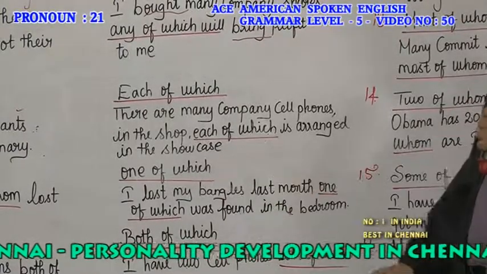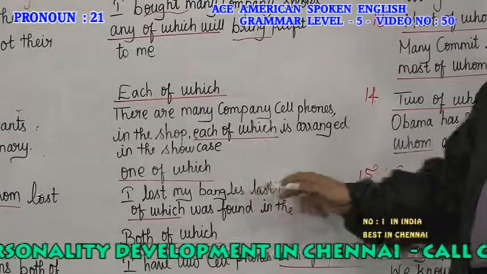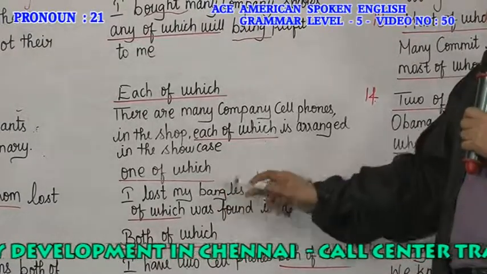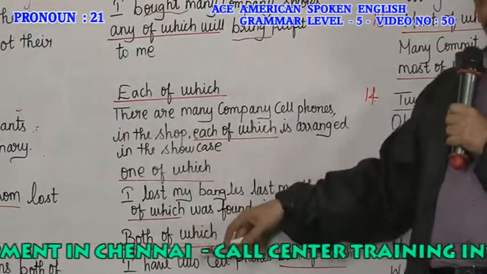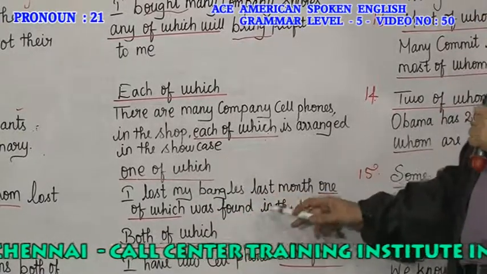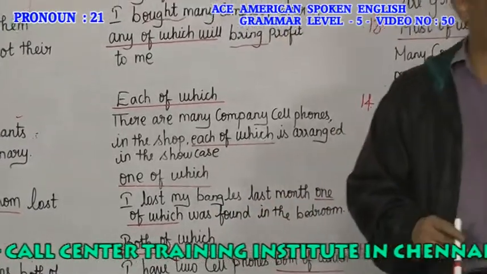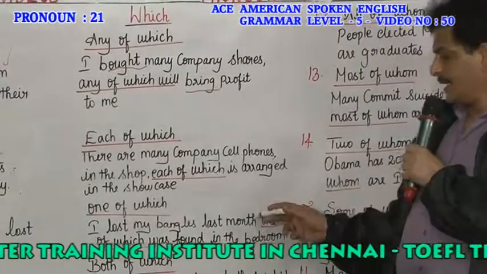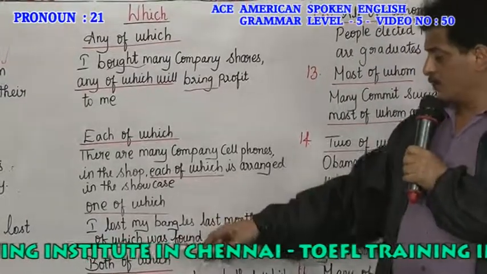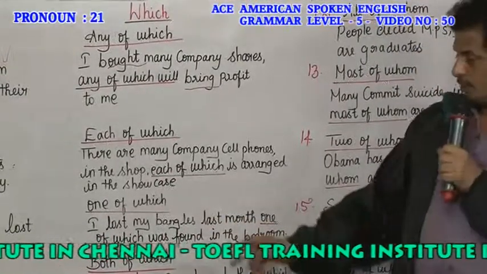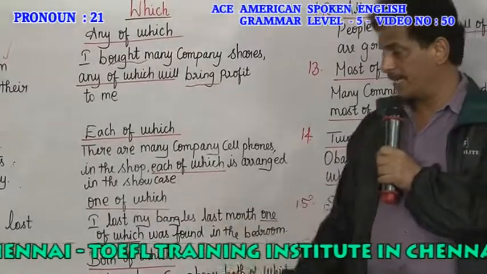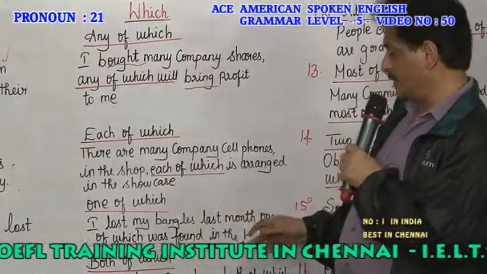Then you want to mention the bangles, the object. One of which is the bangles, and out of the many bangles lost, one of which was found in the bedroom. I lost many bangles last month, one of which was found in the bedroom. So this one of which stands for the bangles.